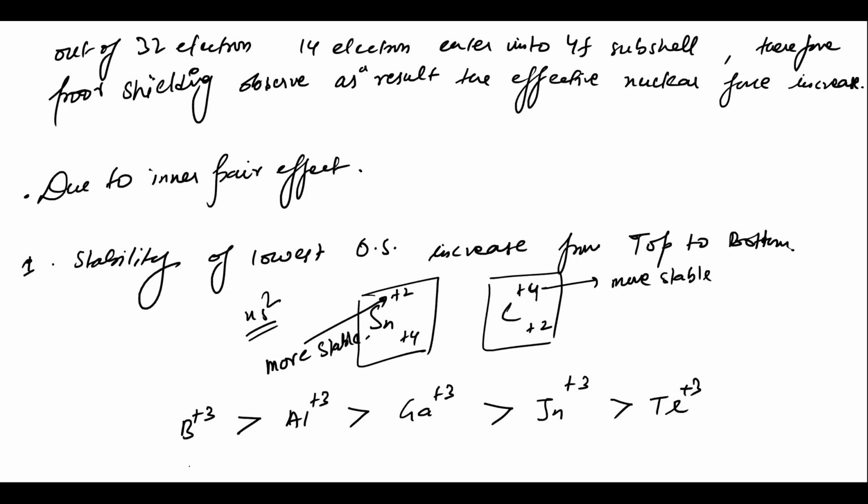And if we talk about carbon, the +4 oxidation state is stable in carbon, then silicon, then germanium, +4, then tin, and then Pb. Okay, noted this one. Yes.